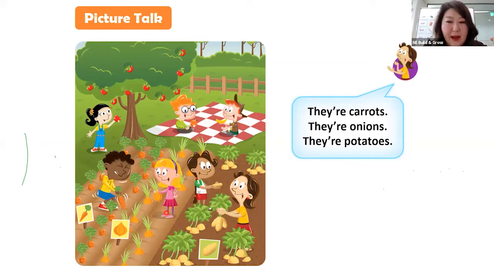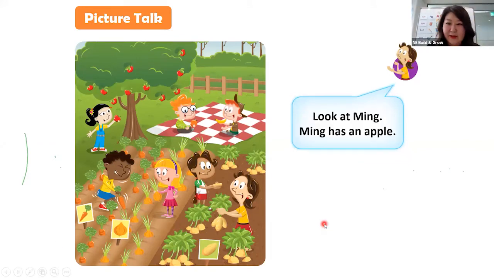So just whenever you want them to repeat the words, point to it. And then it's your turn to say it. Good. And they're potatoes. And look at this.